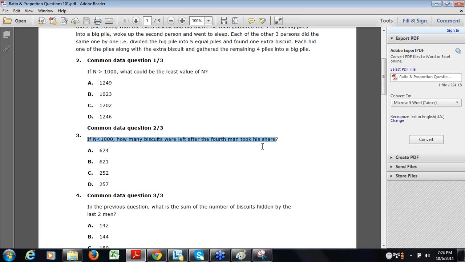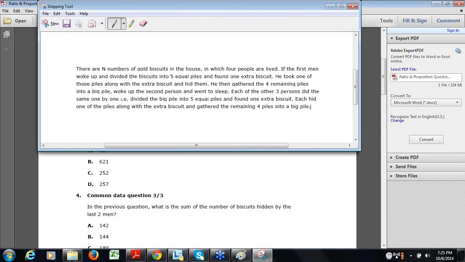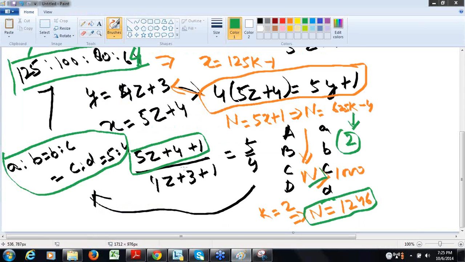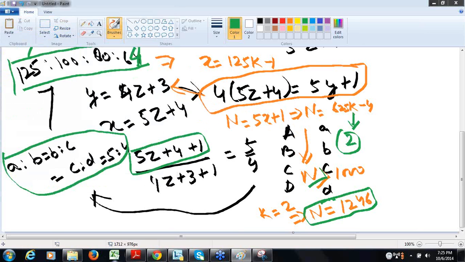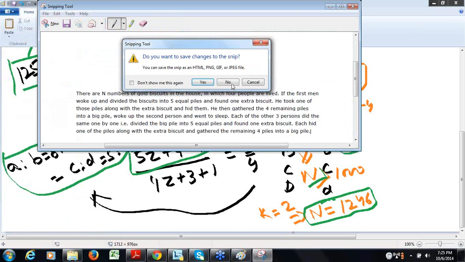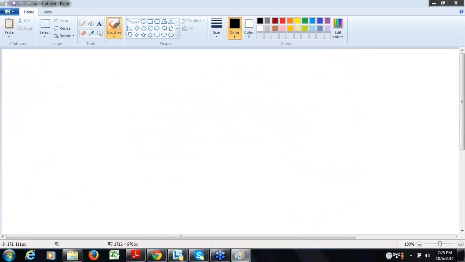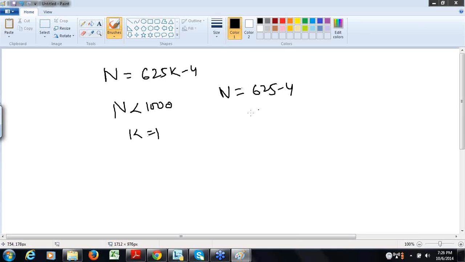Now, we are saying that N is less than 1000. What was N? 625K minus 4. Now N is less than 1000, that means K is equal to 1. That is the only possibility. That means N is equal to 625 minus 4, which is 621.